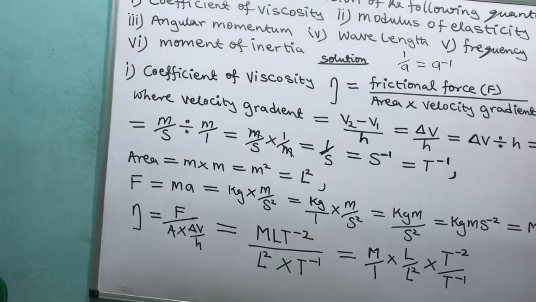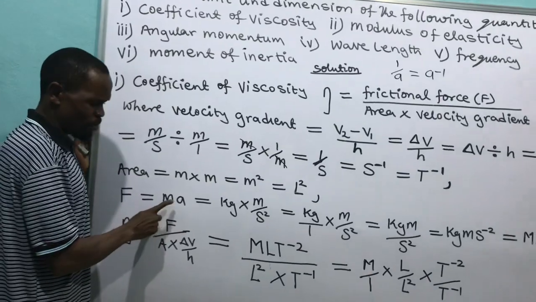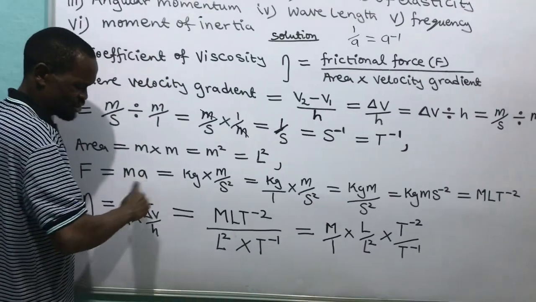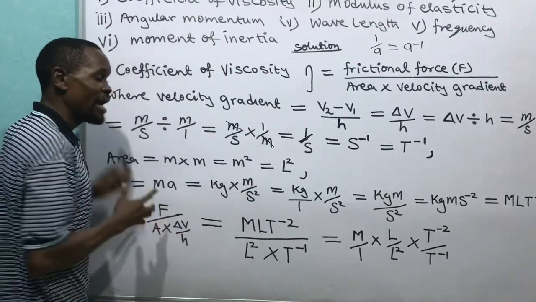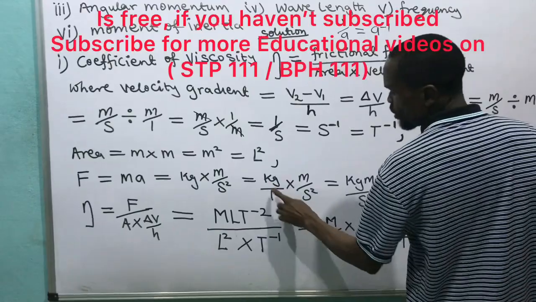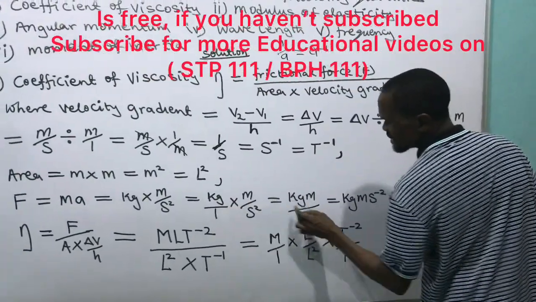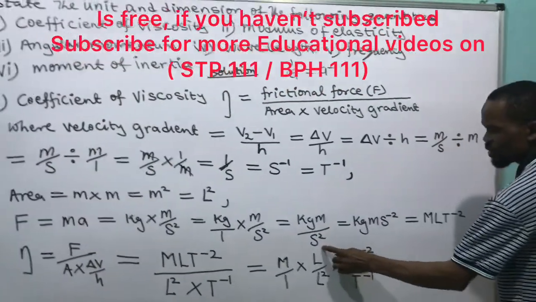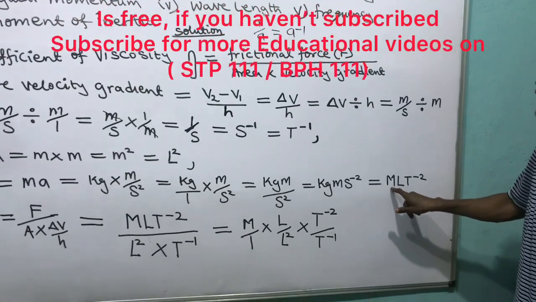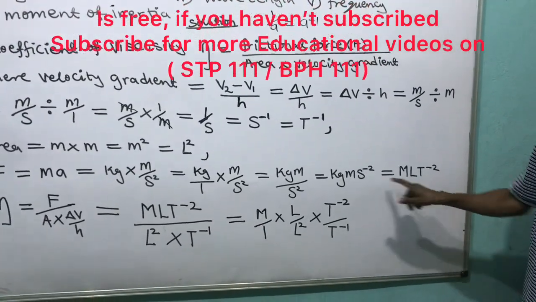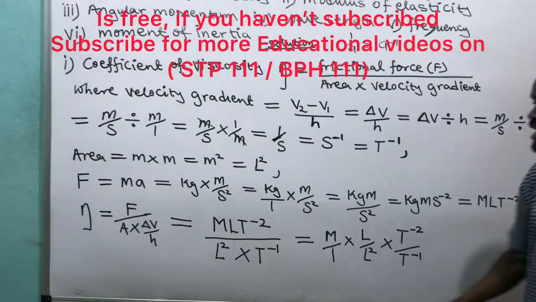Let's go for frictional force, which we call force. Force is equal to mass times acceleration. The kilogram is the unit of mass, times acceleration, which is meter per second squared. Multiplying gives kilogram meter per second squared, which I can write this way. The dimension is capital M for kilogram, capital L for meter, and capital T minus 2 for second squared.